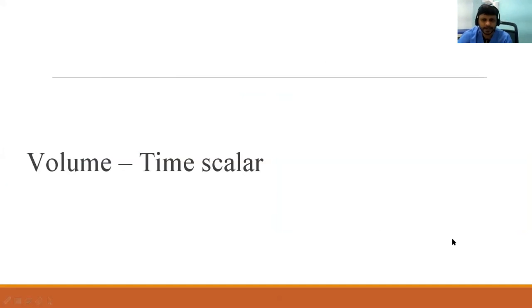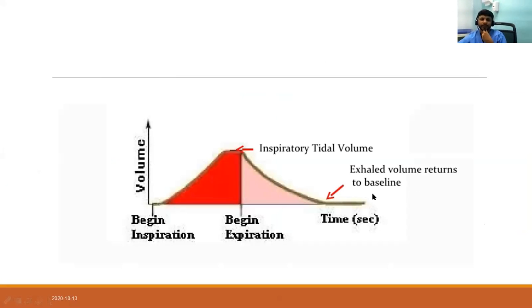The third scalar, the third particular loop that you normally see in the graph, is the volume time scalar. This is nothing but the beginning of inspiration, there is an upstroke, then the beginning of expiration, and there is a return to normal. Technically, the peak of this particular cone will give us the tidal volume that is happening with each breath. That is the amount of air that is given into the lung with each breath.